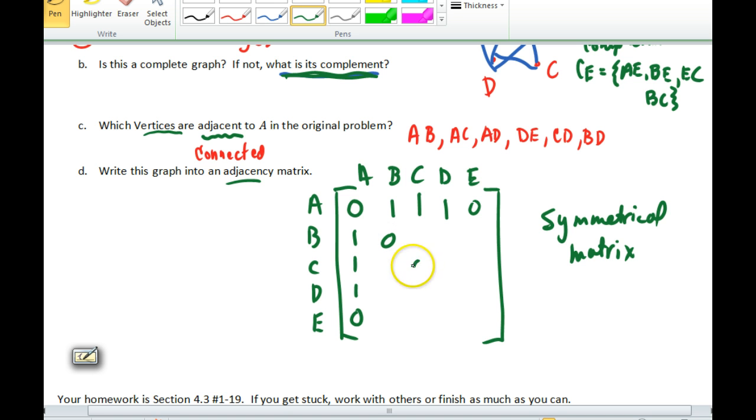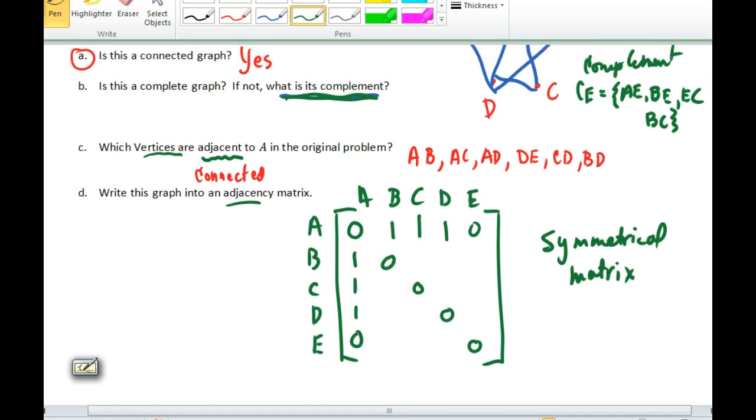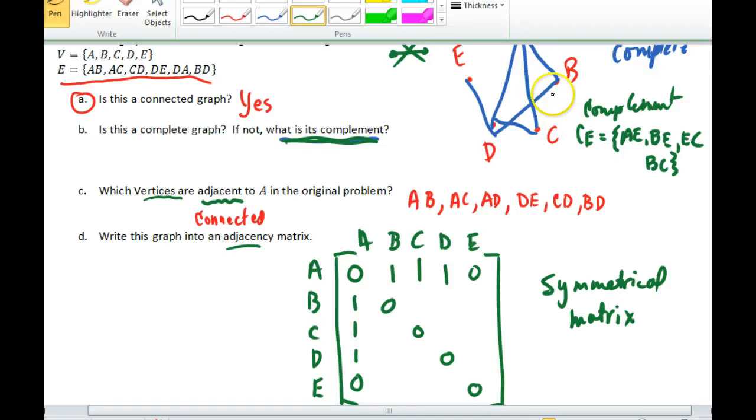So down the diagonal, none of the points are connected to themselves. C to B. It's a lot easier if I look at the picture, so I'm going to get the picture up here. Is C connected to B? No. Is B to D? Yes. Is B to E? No. Okay, go ahead and finish this, and I'll finish this, pause, and try to look at this.